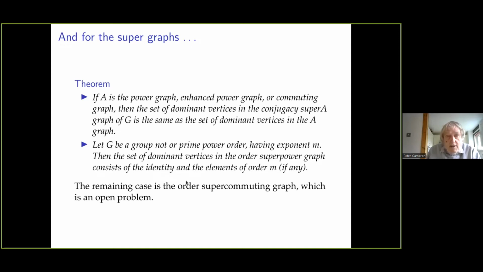The remaining case would be the order supercommuting graph, because the other two graphs are equal. The order supercommuting graph is equal to the order super-enhanced power graph. So those two graphs are equal, and there's only one left to do. We don't know a good characterization of the dominant vertices in that graph.